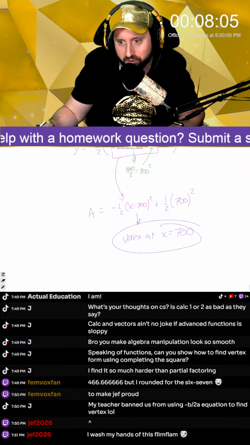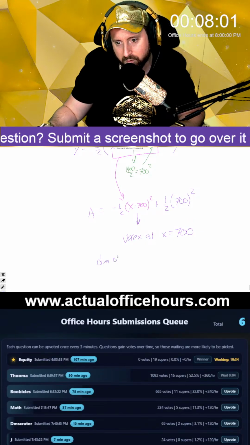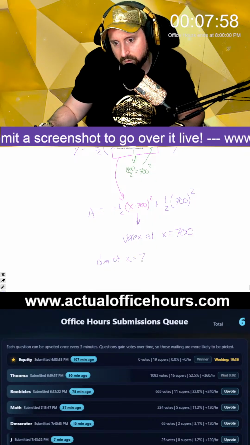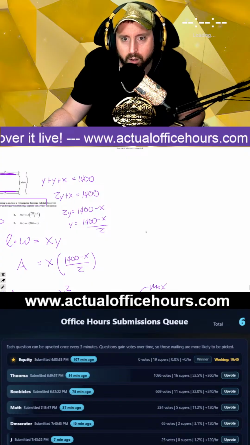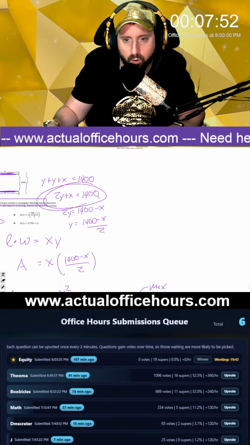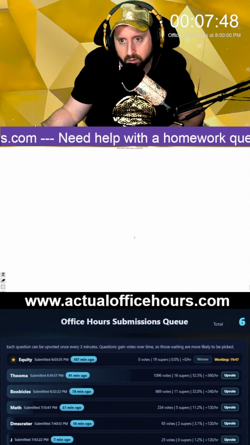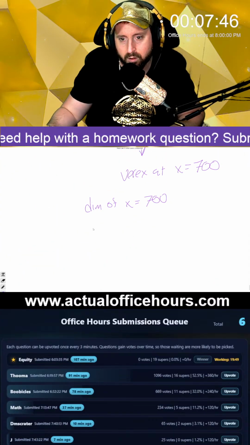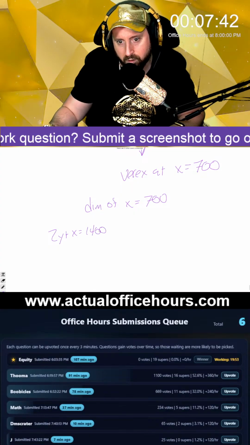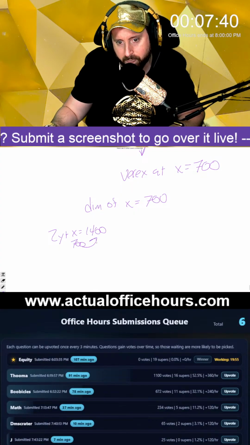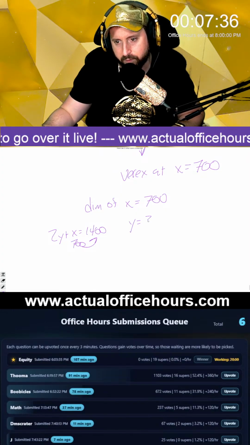Okay. So vertex is 700, so that's the dimension for x. And then you could find from this what y would need to be, right? Because 2y plus x is equal to 1400. So if x is now 700, you get 2y is equal to 700, so y is equal to 350.